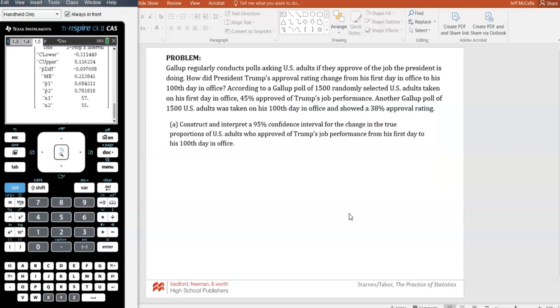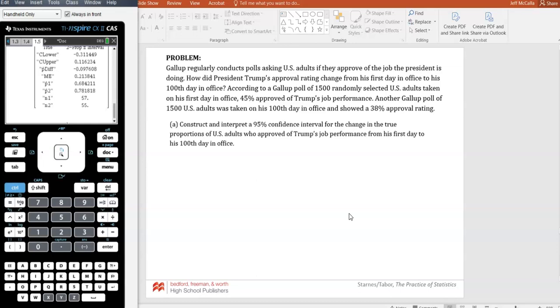This is one that I have a worksheet for you, where you can write out your work really closely and nicely if you want. So this is about President Trump's approval rating from the time he took office to the 100th day in office. They took a Gallup poll of 1,500 random U.S. adults, and he had a 45% approval rating at the start. And after 100 days, he had a 38% approval rating. Construct and interpret a 95% confidence interval.